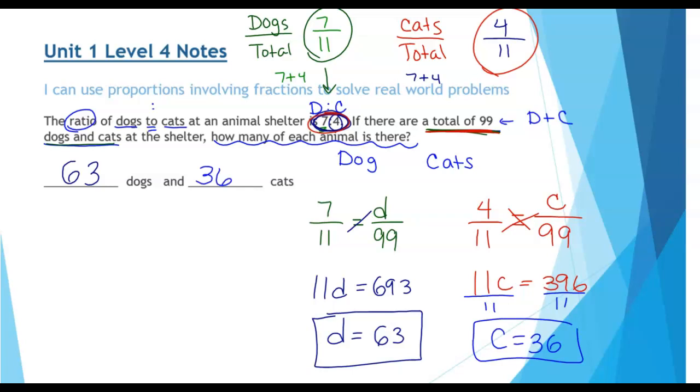What's pretty cool is if I take this ratio of what I just found, 63 dogs for every 36 cats, that's like having a fraction where you can reduce by the common factor. Well, 9 is a common factor here. So if I divide by 9 to each side, I get 7 to 4, which was that original ratio, so that's cool. Also, 63 plus 36 is that 99. So that's cool too for the total of dogs and cats.